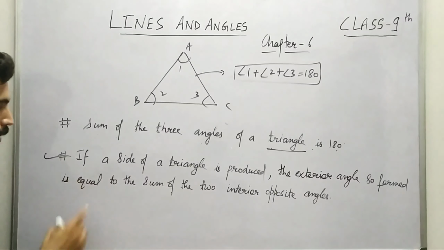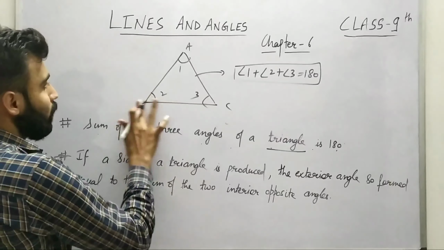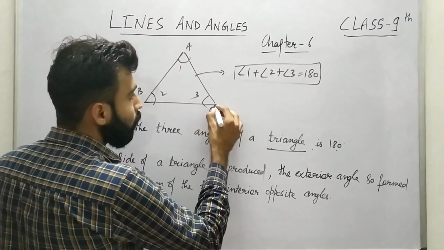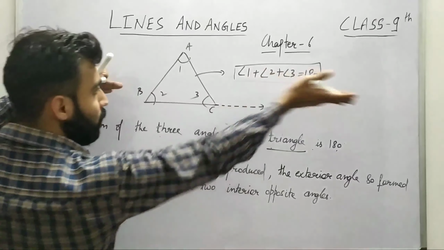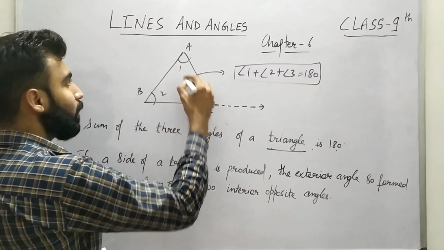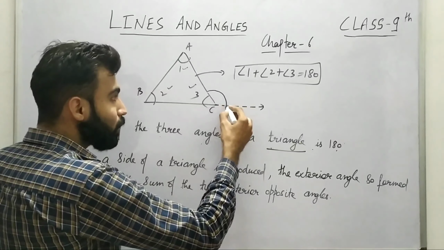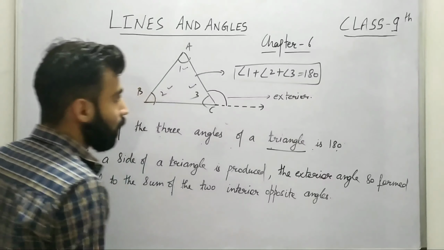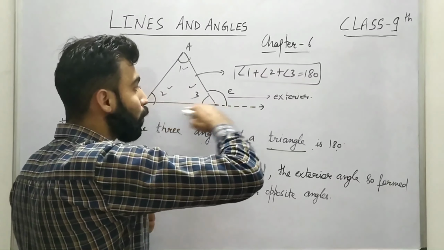So the last one is that if a side of a triangle is produced, let me take this triangle and produce this BC side further like this. I have produced the BC side further. You can see here there are three interior angles, 1, 2 and 3. There is an angle formed which is the exterior angle. Let me name it E. This is the exterior angle formed by simply producing a side.